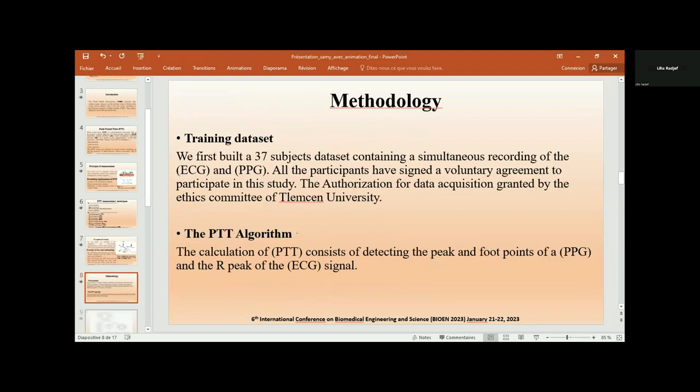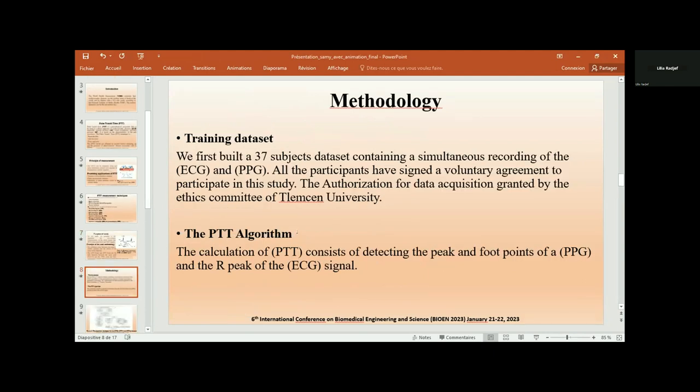Methodology. Training dataset. We first built a 37-subject dataset containing simultaneous recordings of the ECG and the PPG. All the participants signed a voluntary agreement to participate in the study. The authorization of data acquisition was granted by the Ethics Committee of Tromsø University.